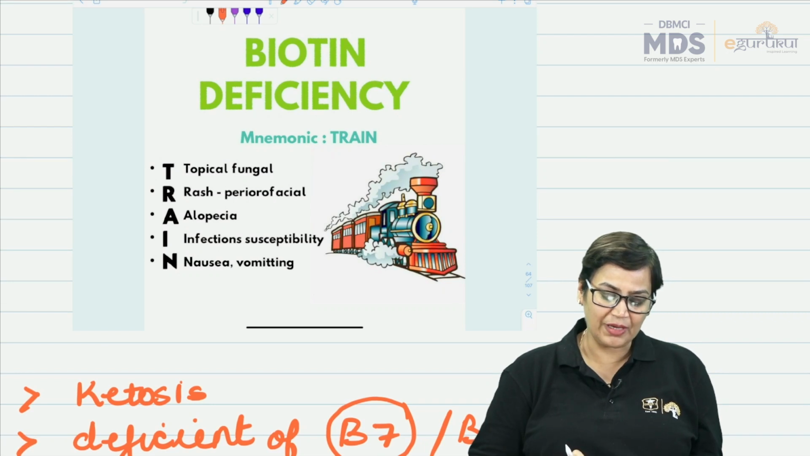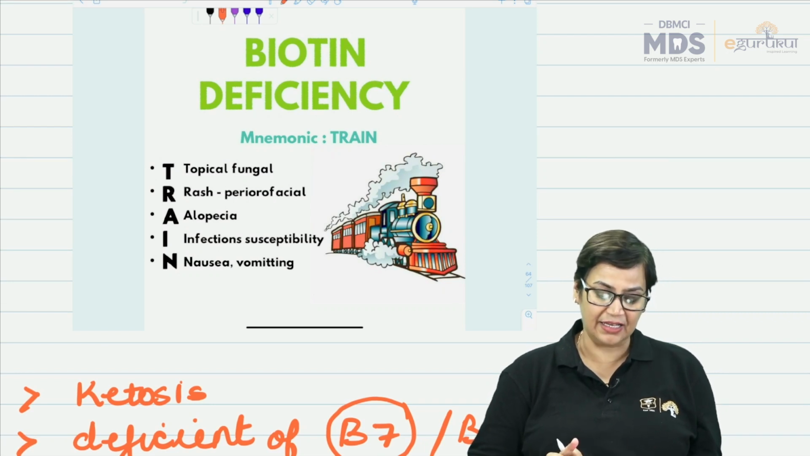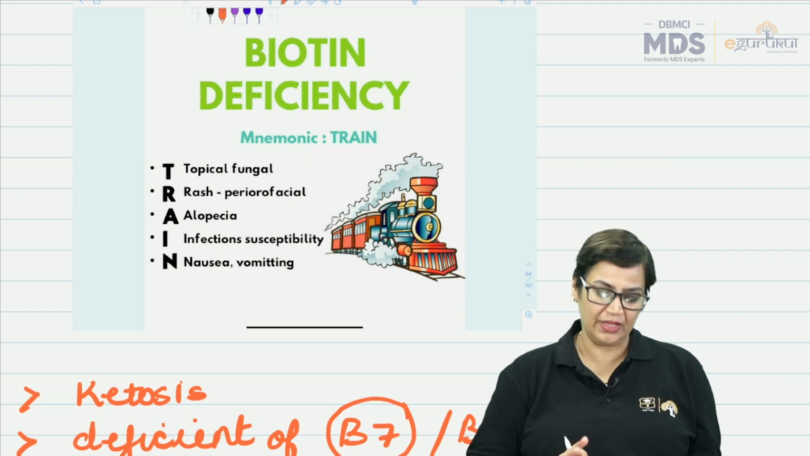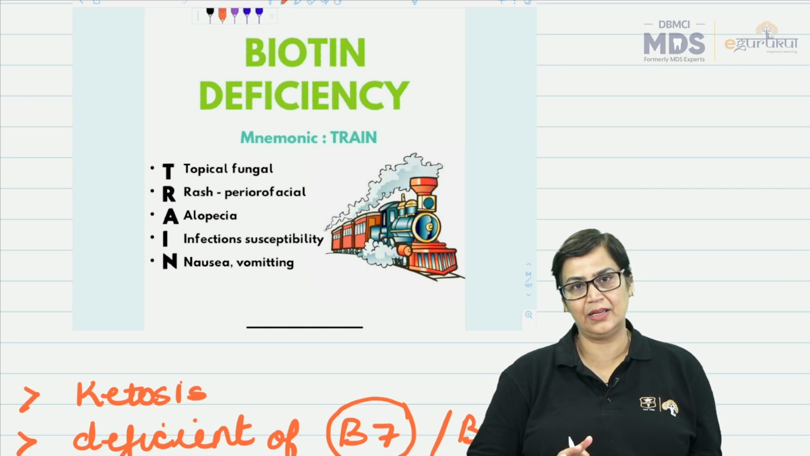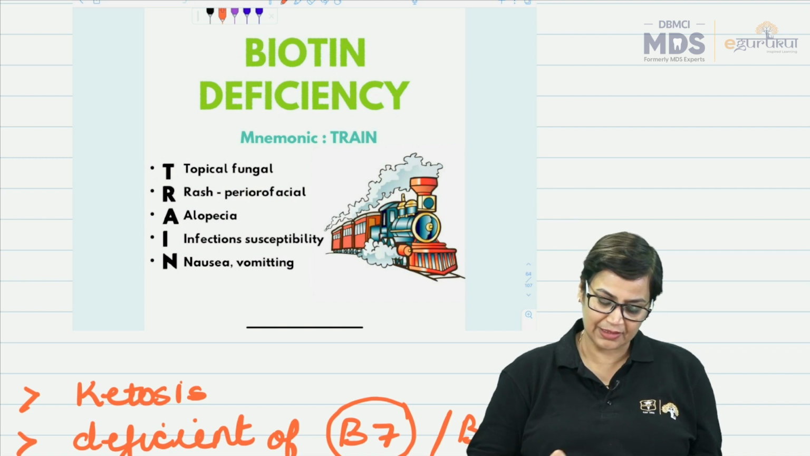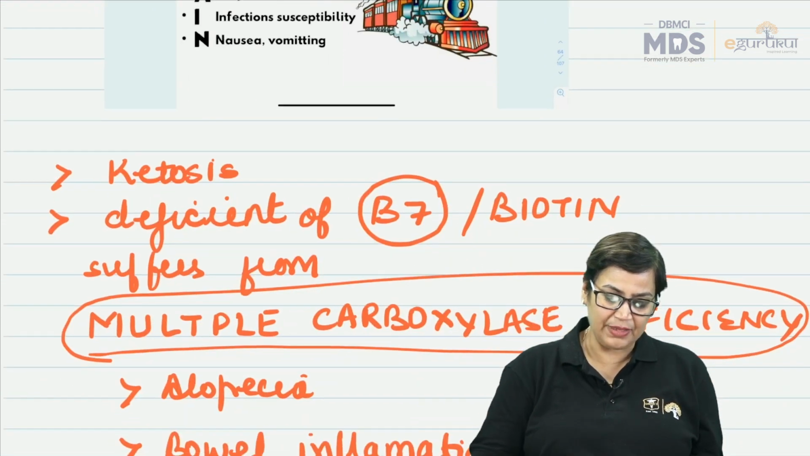Okay? Topical fungal rash is there, then alopecia is there, because biotin is required for the growth of the hair, and then infectious susceptibility, and then nausea and vomiting. Baby B12, because there is inflammation in the bowel. Clear? So this is B7.